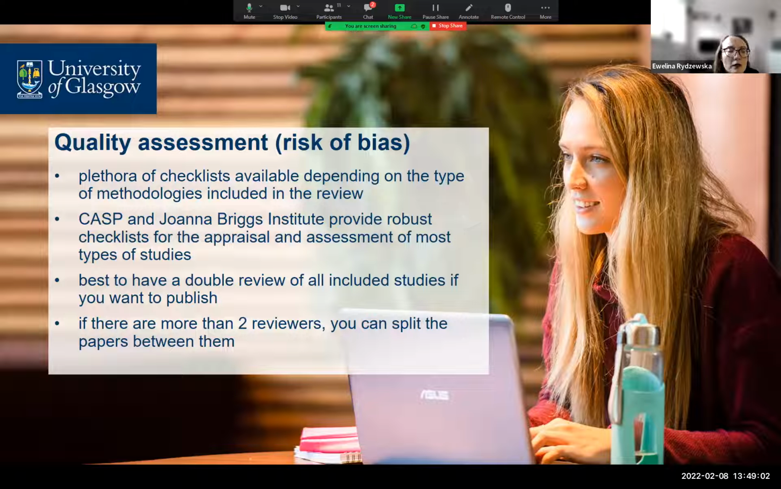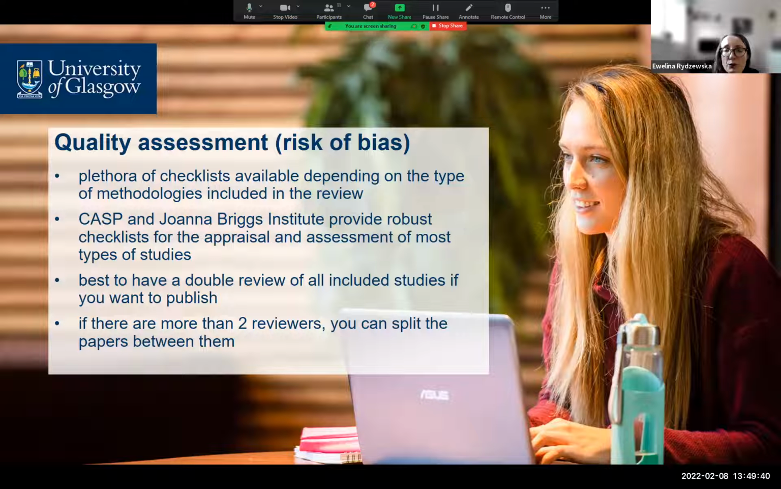So I'm not going to recommend one or the other. It all depends on the type of methodologies that these reviewed studies will have. But just to tell you that the CASP checklist or Joanna Briggs Institute checklist do cover a wide range of different types of methodologies. So you will find relevant checklists for qualitative studies, for observational studies, that sort of thing. So if you've not done this before, then you might want to check out CASP and Joanna Briggs first.